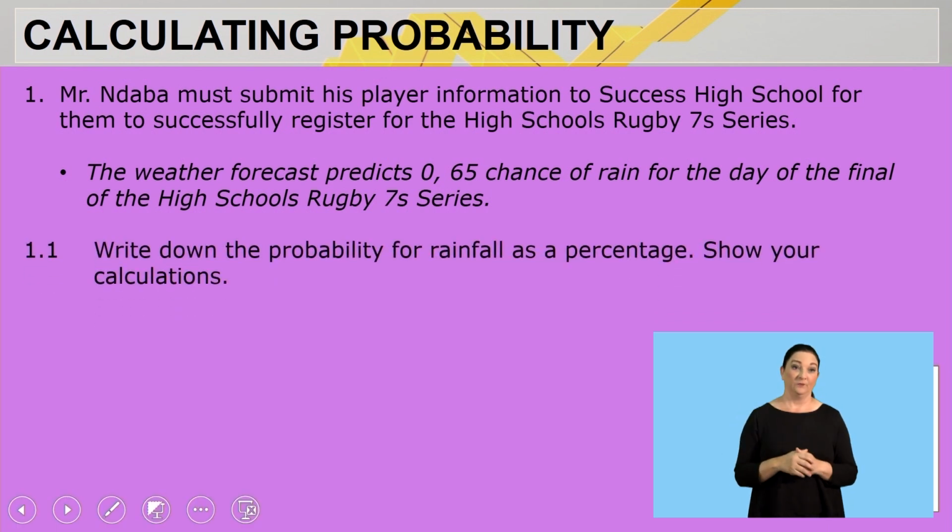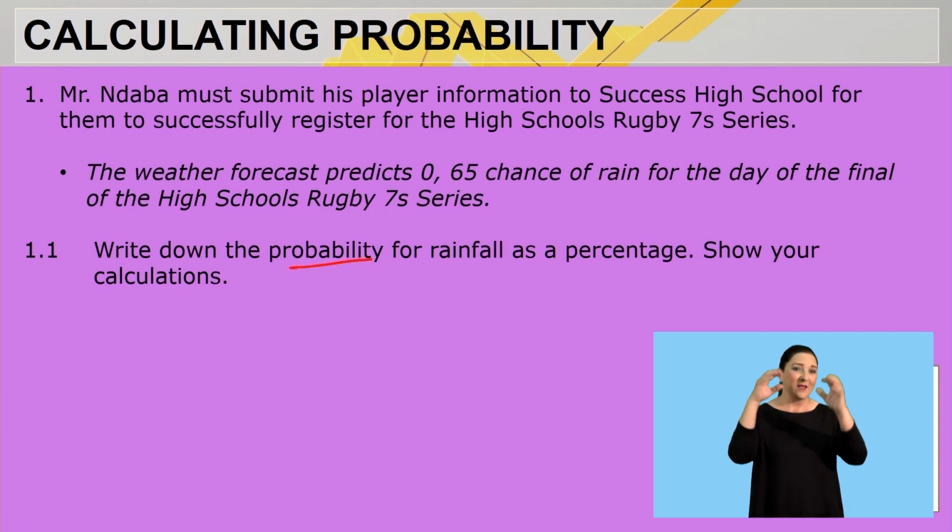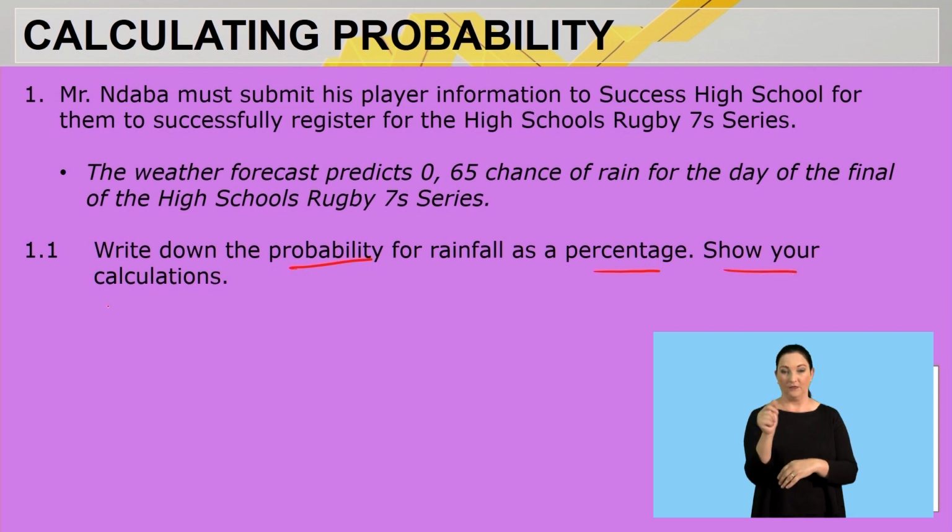The first question says, write down the probability of the rainfall as a percentage. I hope you can see what I'm doing here. I'm indicating the important words that guide me. It also says show your calculations. If I look at the forecast, the prediction says 0.65. That is a decimal, but our answer should be written as a percentage. So what will I say now?